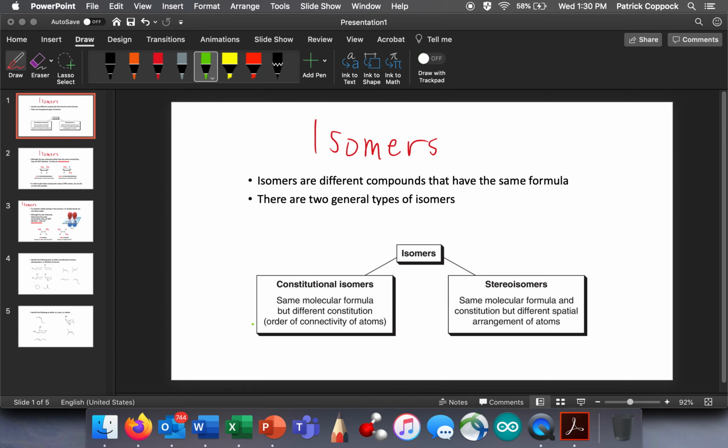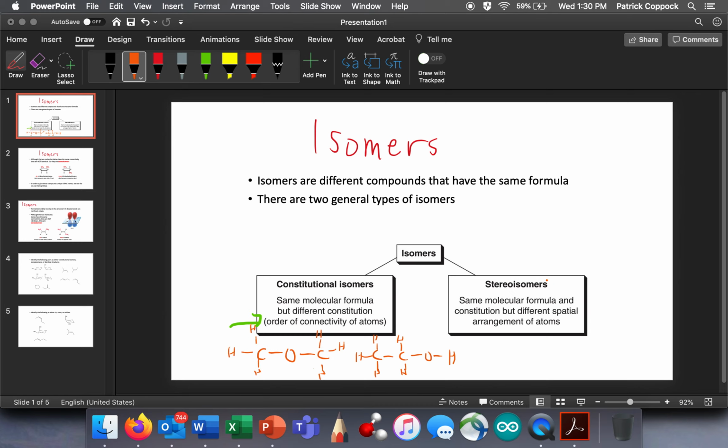So, constitutional isomers differ in the order in which the atoms are connected. When we first talked about isomers this semester, the example we gave was diethyl ether and ethanol, right? Where all these are hydrogens. Remember that? It was the very first example we gave, okay? So those are constitutional isomers. Can you see how these atoms are connected differently? All right, so those are constitutional isomers.